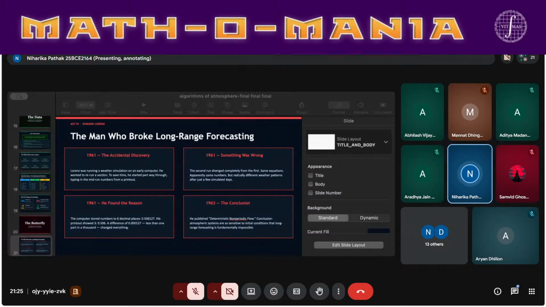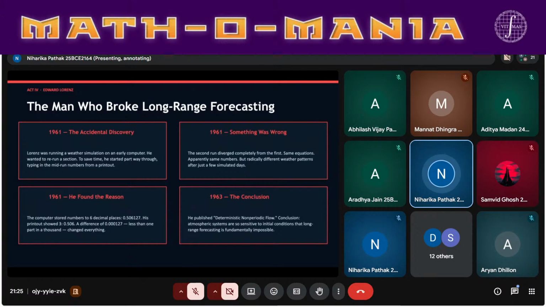Yeah, so as I was saying, he thinks the computer is broken, but when he checks it, it's actually working fine. But then he figures it out. The computer stored numbers to six decimal places, which was 0.506127, but his printout actually showed 0.506, which was just a difference of 0.000127. That is less than one part in a thousand, but it actually changed everything and the entire forecast collapsed.